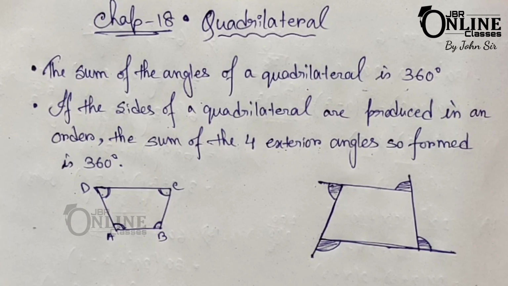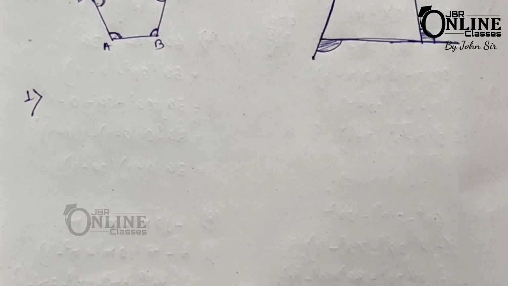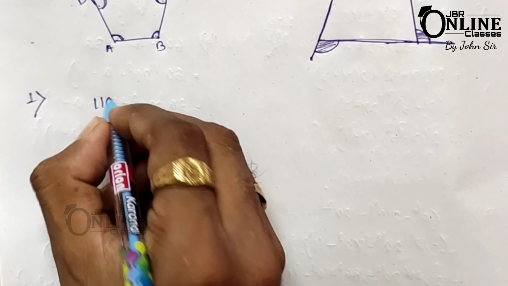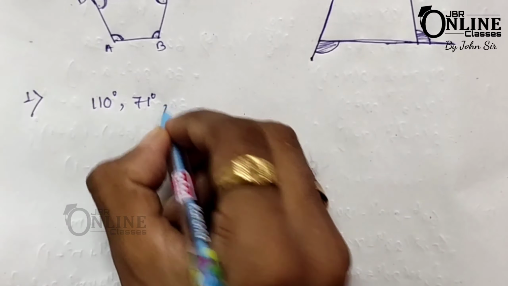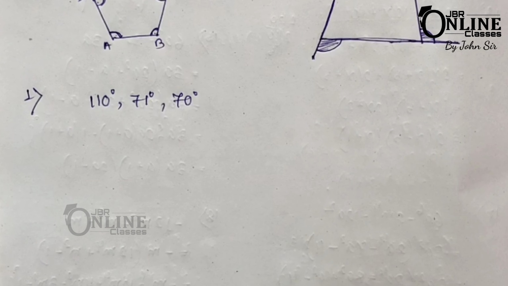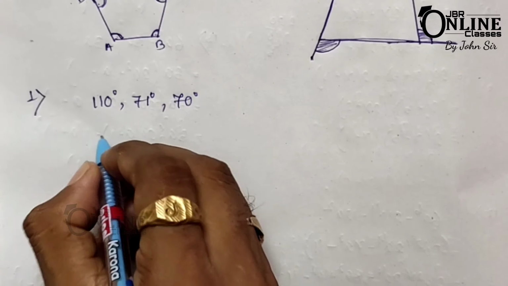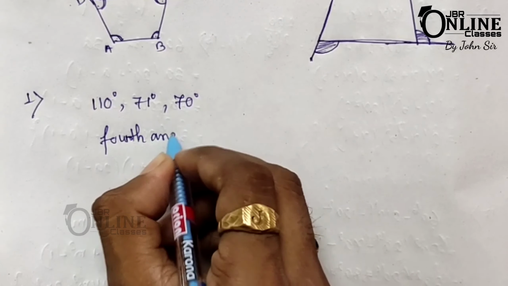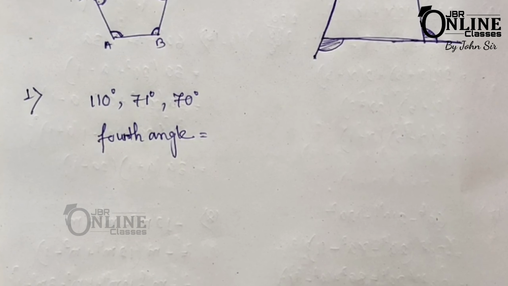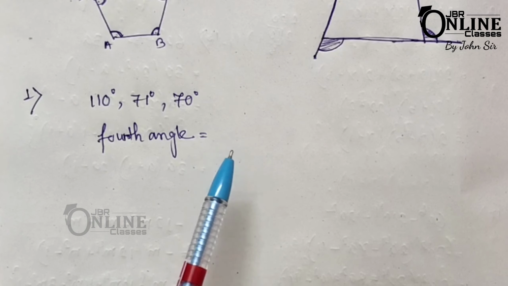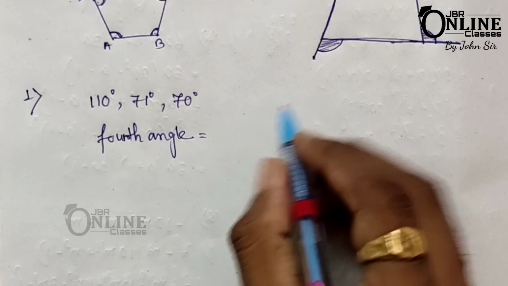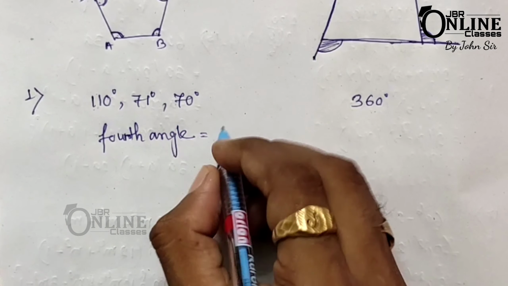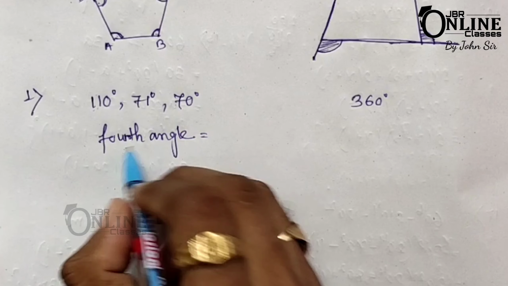Now I am going to solve the exercise problems. Sum number 1: the three angles of a quadrilateral are 110 degrees, 71 degrees, and the third one 70 degrees. You have to find the fourth angle. All of you know that the sum of the four interior angles equals 360 degrees. So here we know the sum of three angles, and we have to find the fourth angle.